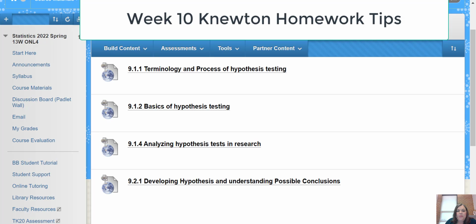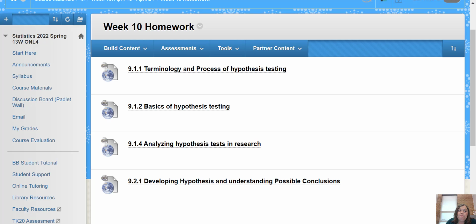Hi everybody, I wanted to give you all some homework tips for Knewton this week. If you go through the videos for hypothesis testing this week, we do cover everything that is in the homework, but I just want to make sure that you understand the wording, because even though it's covering the same thing, sometimes questions can look a little bit different.